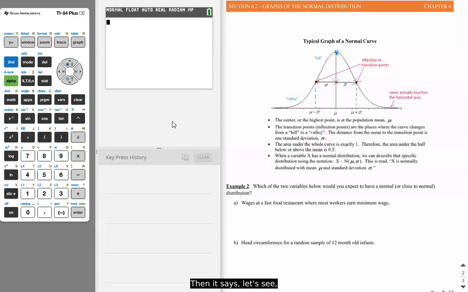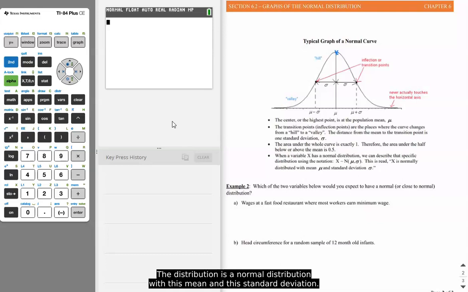And then it says, when a variable x has a normal distribution, we can describe that specific distribution using the notation, right? So x is the normal distribution with this mean and the standard deviation. This is read as x is normally distributed with mean mu and standard deviation sigma. So let's take a look at some examples here.